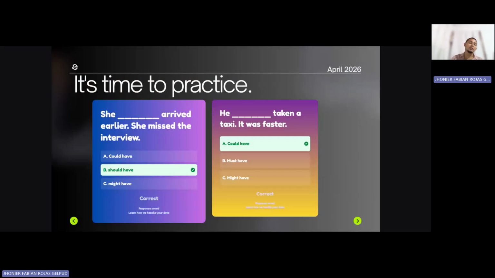She missed the interview. The next says: he blank taking a taxi. It was faster. The options are A could have, B must have, C might have. The correct option is could have. So it will be: he could have taken a taxi. It was faster.